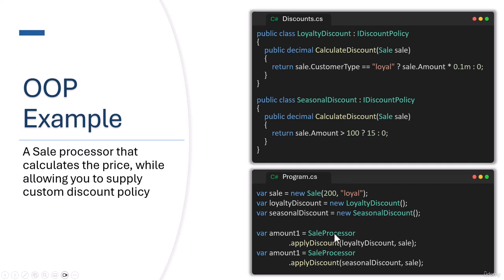Now, there seems to be a lot of work here. First of all, we need to create a new class for every discount. The only thing that's different between two discounts is one line, but we wrap it with a lot of code. And also, when we call the sales processor, we need to actually create an instance of discount. Now, the instance doesn't make any sense because there's no state, there's no reason to create an object just so we can send different logics to the same function.